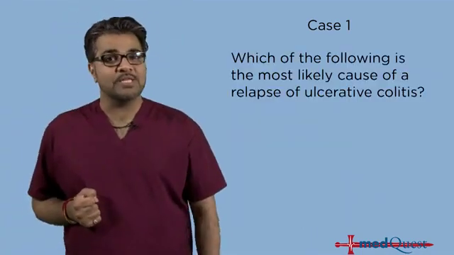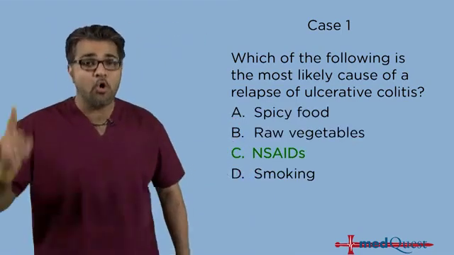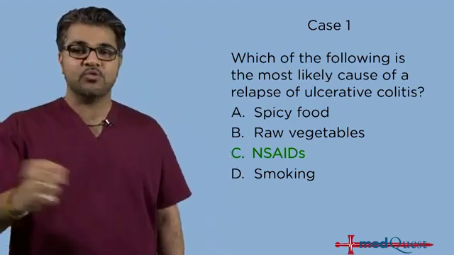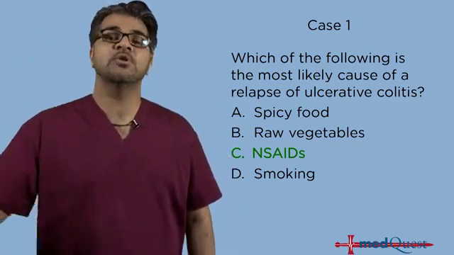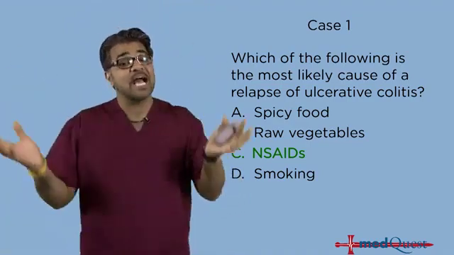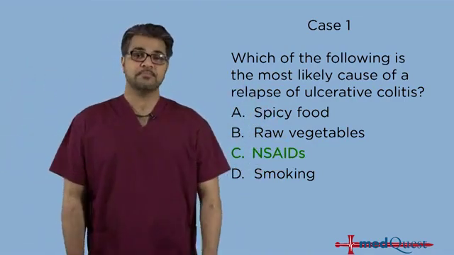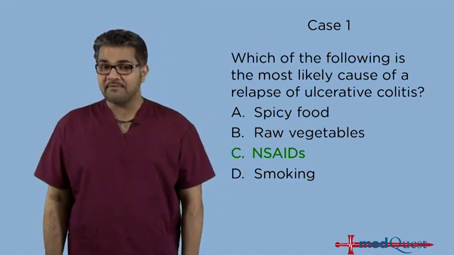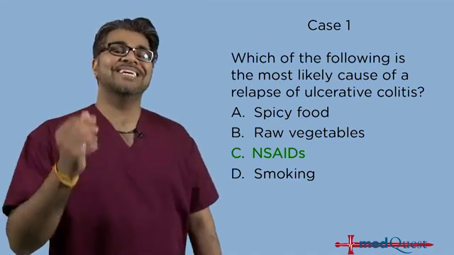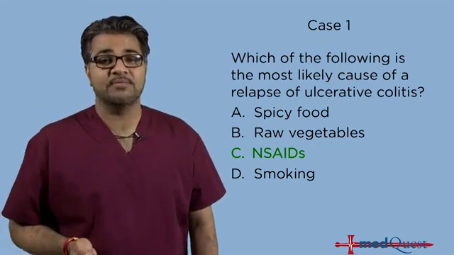Which of the following is the most likely cause of a relapse of ulcerative colitis? A relapse of ulcerative colitis is always NSAIDs. Ladies and gentlemen, NSAIDs, for whatever reason, through their molecular inhibition of the COX enzymes, will cause a relapse of ulcerative colitis. You have to counsel your patients not to take their Aleve. Stick with Tylenol. Spicy food, raw vegetables, and smoking are always wrong. Ladies and gentlemen, spicy food does nothing except taste good. It doesn't cause ulcers, and it doesn't cause a relapse of ulcerative colitis.